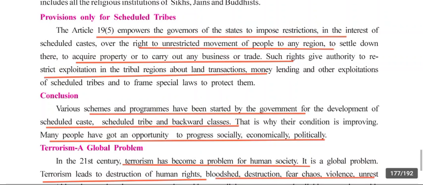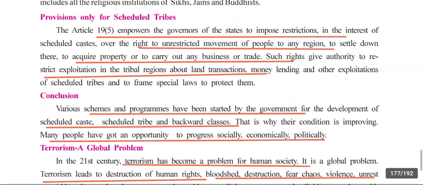Such rights give authority to restrict exploitation in the tribal regions about land transactions, money lending, and other exploitations of scheduled tribes, and to frame special laws to protect them. So, such kind of laws have been created so that money laundering or land transactions or other kind of business activities cannot exploit tribal people who do not have that practical knowledge or practical understanding of the world.